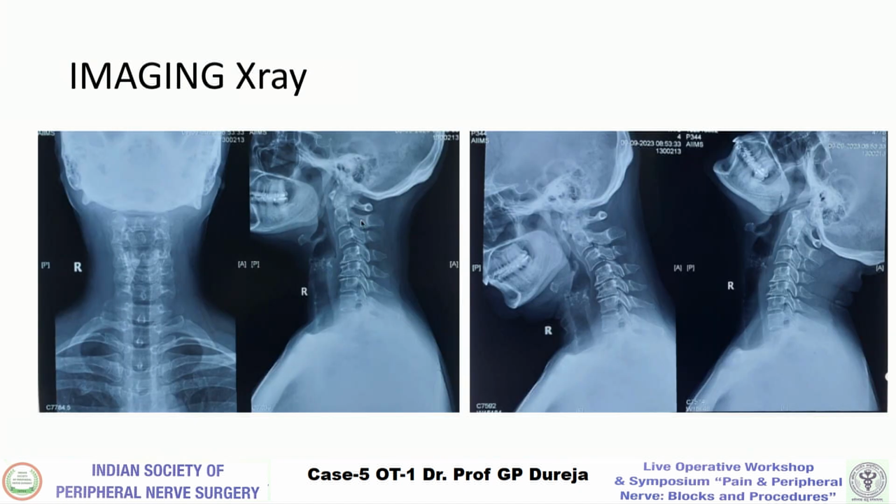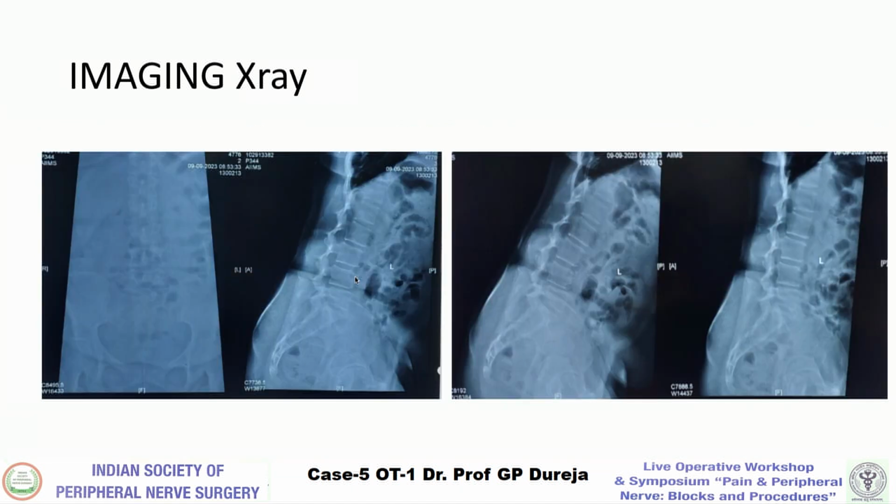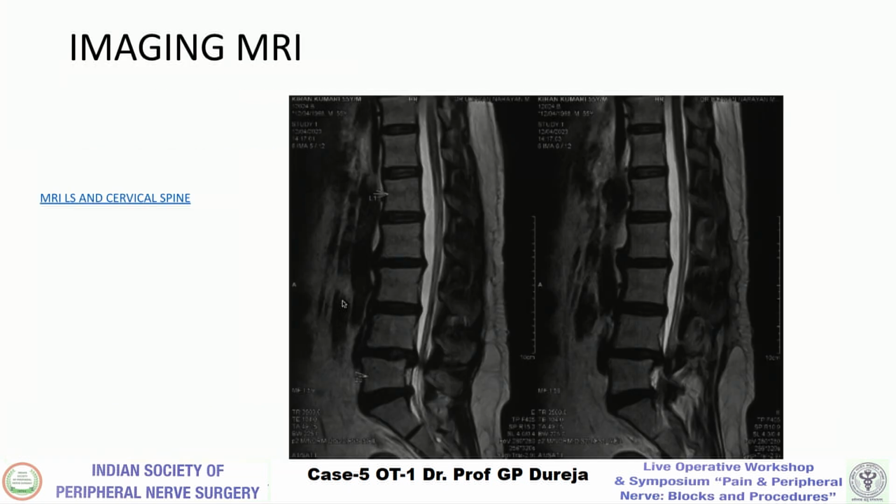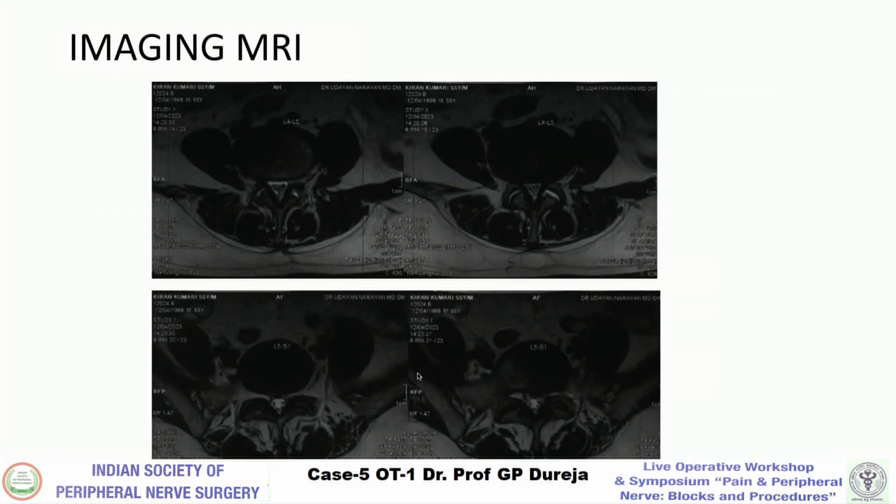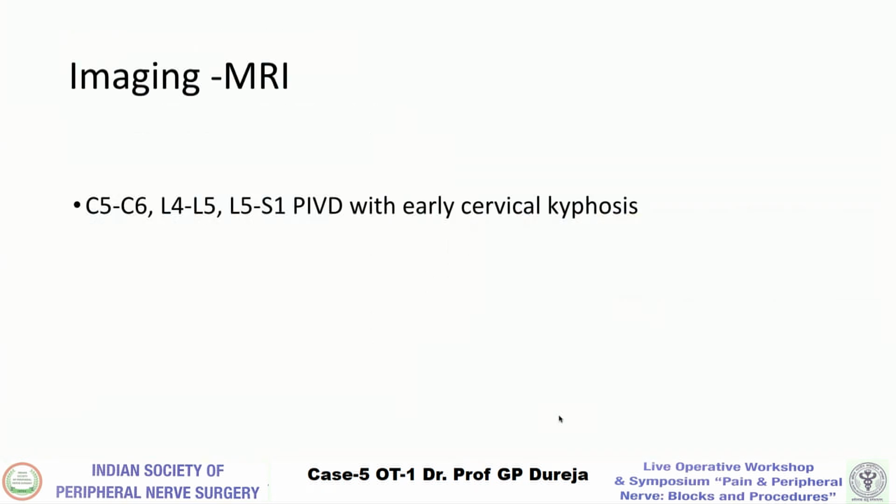On imaging, we can see early kyphosis in the cervical spine, and loss of disc spaces is there. In the lumbar spine also, we can see loss of disc space here. On MRI, we can see the L4-L5 and L5-S1 discs, and the same we can address on axial cuts. Now I will hand over the mic to sir.